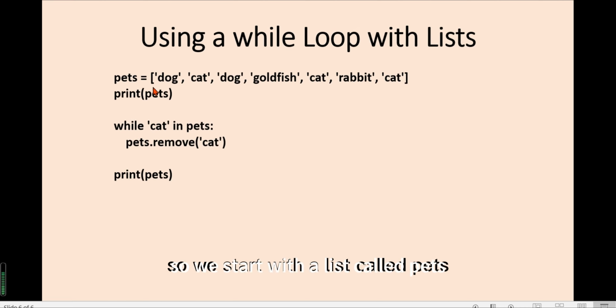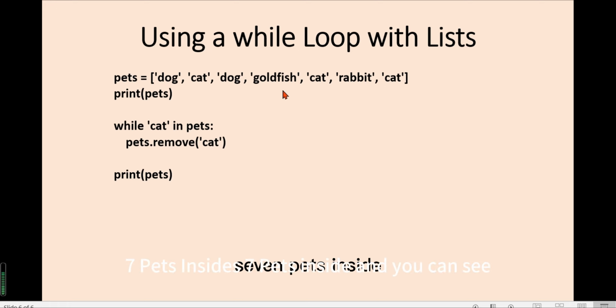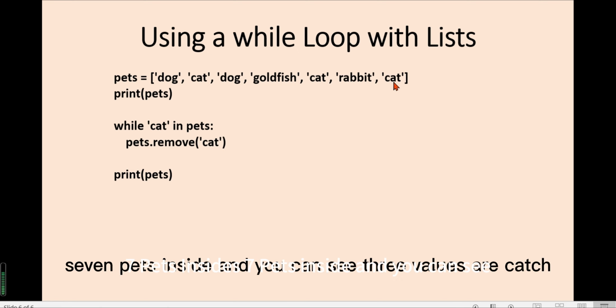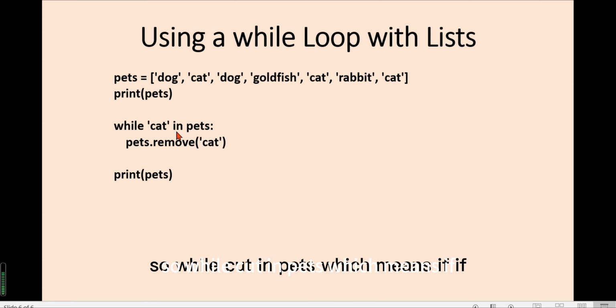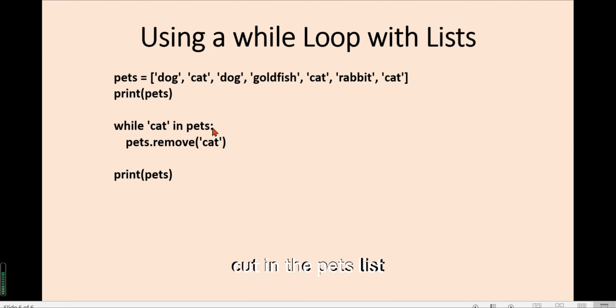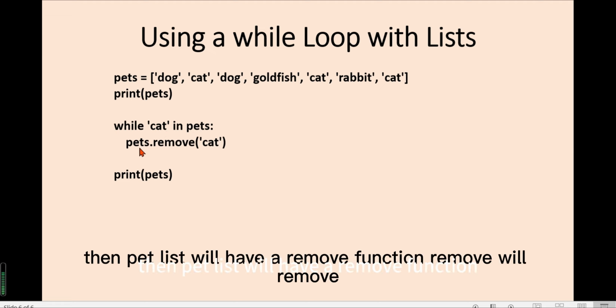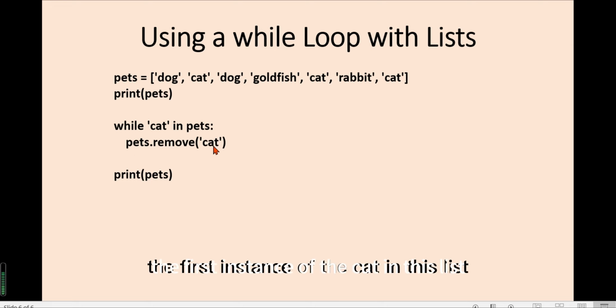So we start with a list called pets with 7 pets inside, and you can see 3 values are cat. We print the pets first. Then we start with a while loop: while cat in pets, which means if cat is in the pets list, then the pets list will call the remove function. Remove will remove the first instance of cat in this list.